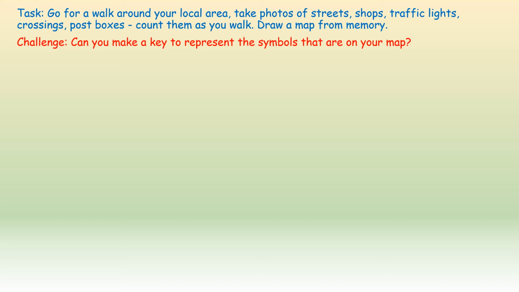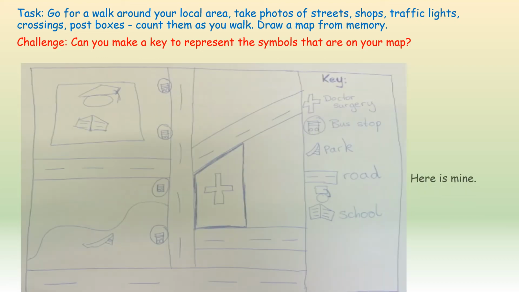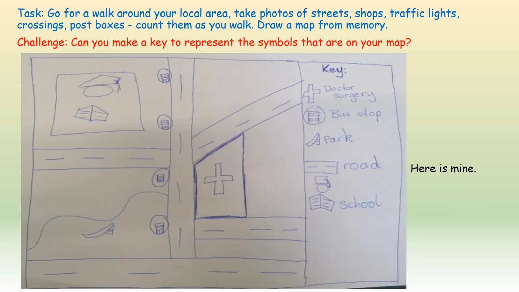Now I've done one to help you. So I went for a walk around my local area, and this is the map that I've drawn. If you look at my key, you will see that on my map there's a doctor's surgery. On my walk I saw 4 bus stops, and I drew my symbol to represent my bus stops. You will see that I've drawn the roads.